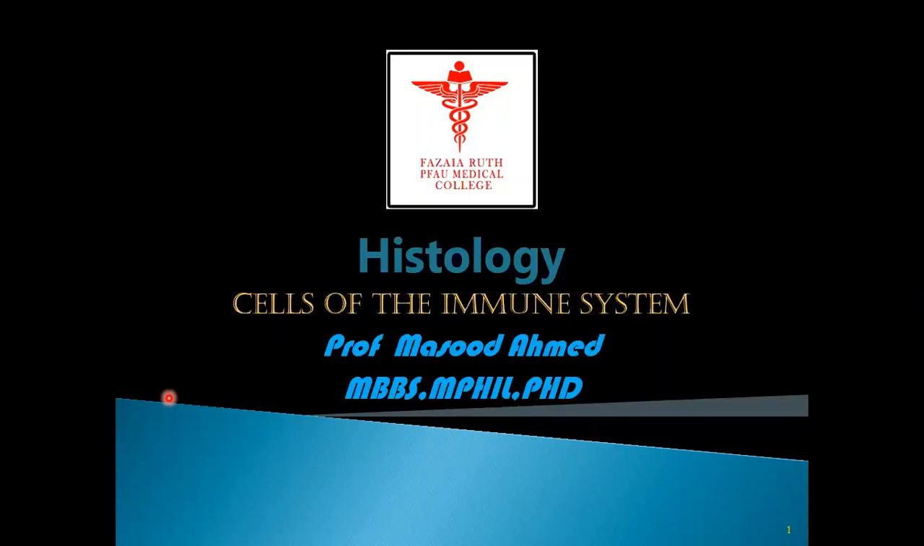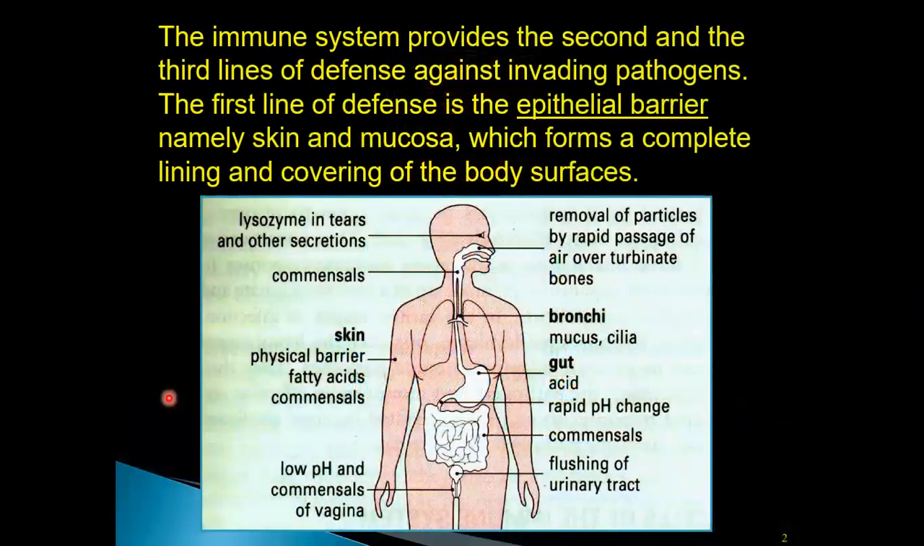Okay, so the immune system provides the second line of defense. The first line of defense is provided by the epithelial barriers. And when we say epithelial barrier, it means where there is an epithelium present. This epithelium could be the skin, where we call it the epidermis, or it could be the lining epithelium of all the organ systems which have a hollow cavity, a space bounded by walls. It is lined with the epithelium.